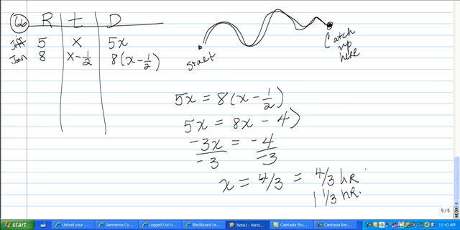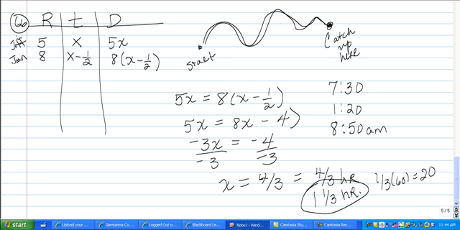So from the time that Jeff leaves, okay, Jeff left at 7:30. So an hour and 20 minutes, a third of an hour, 1/3 of 60 is 20 minutes. So an hour and 20 minutes, that's going to be 8:50 a.m. So notice that our x is not the answer to the question because they want to know what time does Joan catch up with him, and it would be at 8:50 a.m.